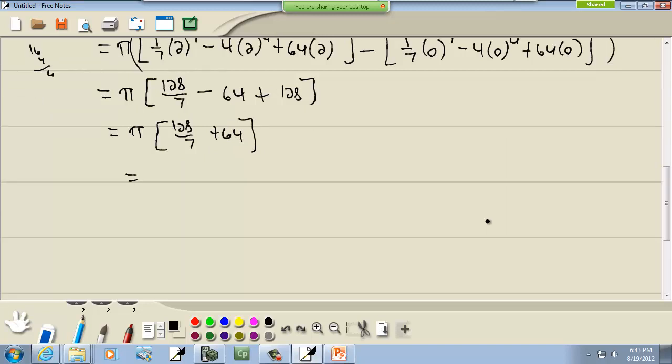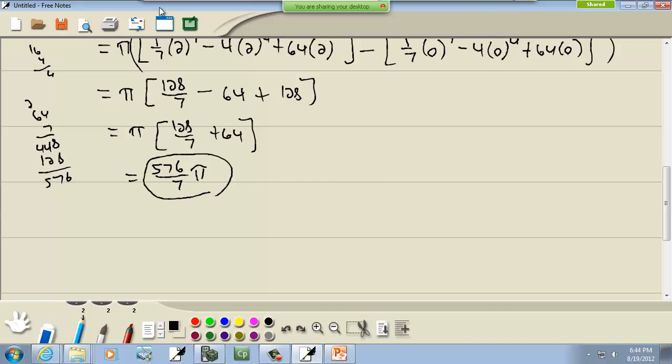This is a mixed number, so I'm going to take 64 times 7. Gives us 448. Then I'll add to 128. 6, 1, 7, 576. So 576 over 7 pi. I don't see where it simplifies. 56, nah. So this would be your answer.